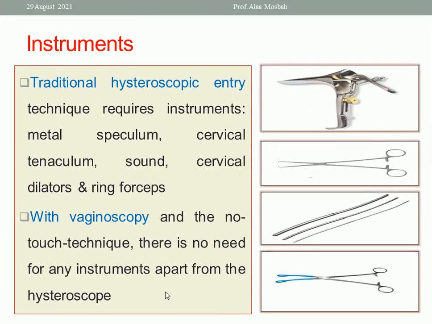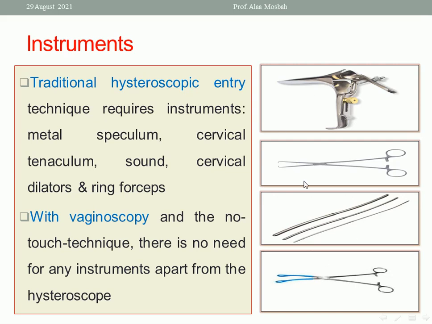to be distended. What about the instruments used with hysteroscopy? I want a Cusco speculum to be inserted inside the vagina to expose the portion of the cervix. I need tenaculum or volsellum, single tooth volsellum or cervical tenaculum, or also I need uterine sound and Hegar's dilators. This is the Hegar dilators. I need also ring forceps. All of these instruments should be ready on the table before doing hysteroscopy.